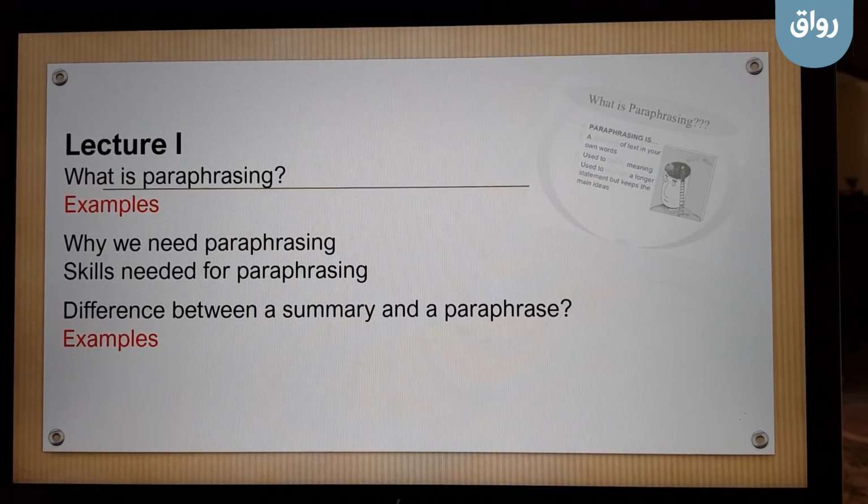We will also discuss why we need paraphrasing. Is it an important skill? Now, for this skill, you need other skills in order to perform paraphrasing well. We will also discuss the differences between a summary and a paraphrase because so many researchers confuse these two, and we will give examples to clarify this aspect.